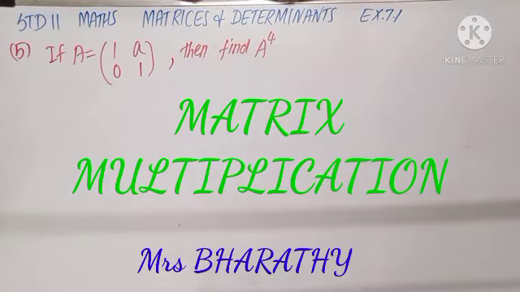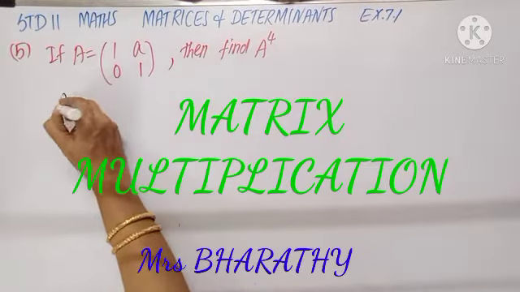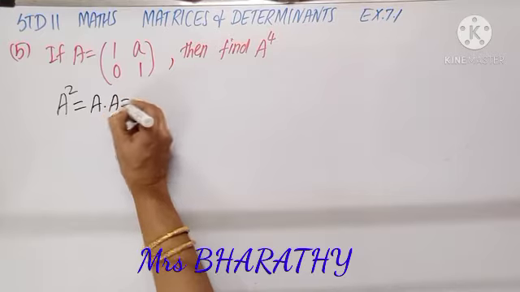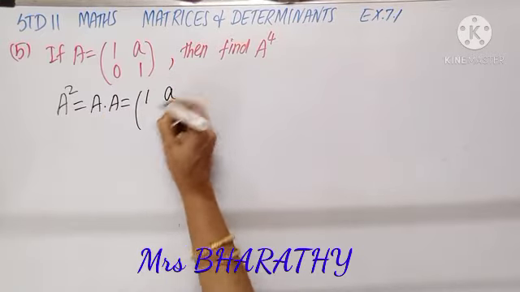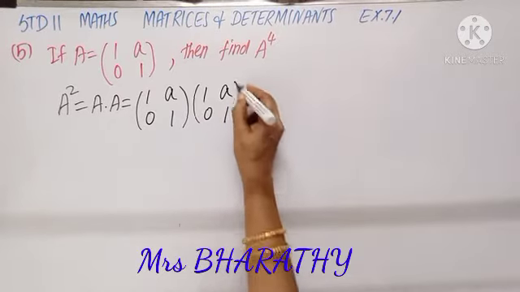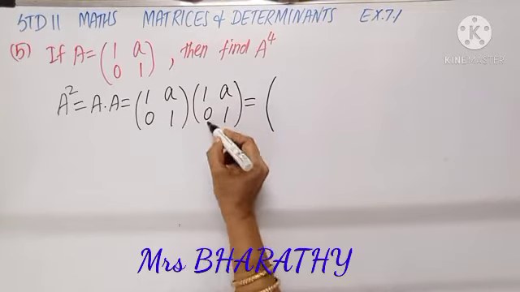Question number 5. If A equals [1 A; 0 1], find A power 4. Let us calculate what is A square, which is A into A. [1 A; 0 1] into [1 A; 0 1]. Remember, row by column.